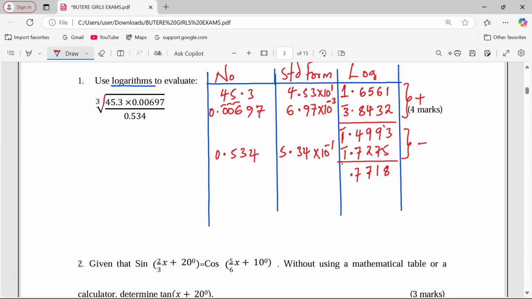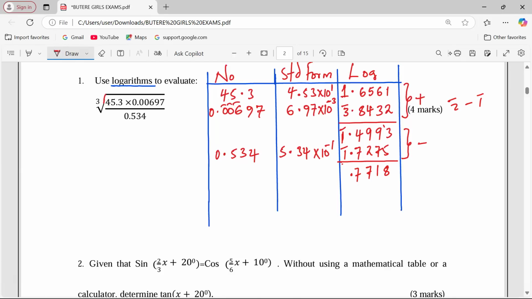Remember, on the whole number part, which we are calling the characteristic, we were having a -1 and we have borrowed 1. That means we have made it a bar 2 now. So bar 2, then minus a bar 1. Bar 2 minus bar 1.